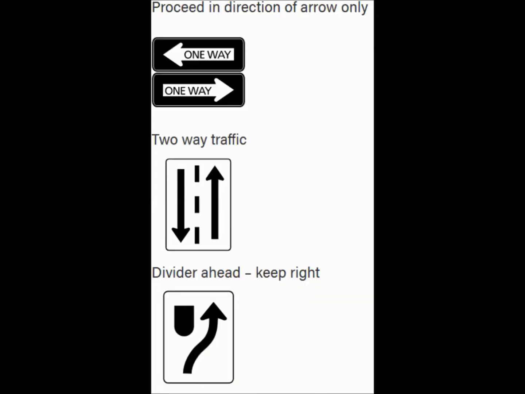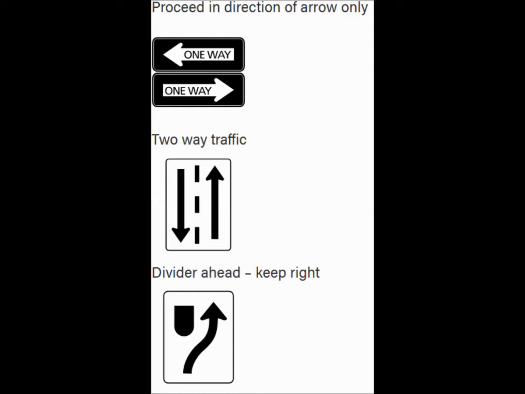Traffic direction signs. Proceed in direction of arrow only. Image descriptions: a black rectangle with a left pointing arrow and a black lettering saying one way. A black rectangle with a white right pointing arrow with a black lettering one way. Two-way traffic. Image description: a white rectangle with a black dotted line in the center, an arrow pointing upwards on the right, and an arrow pointing downwards on the left.